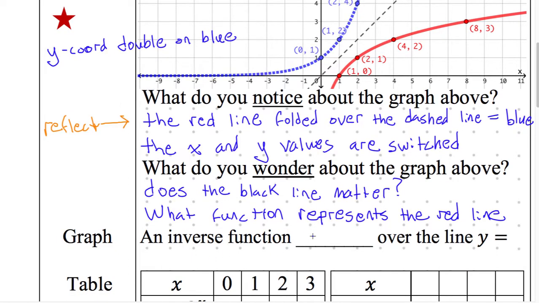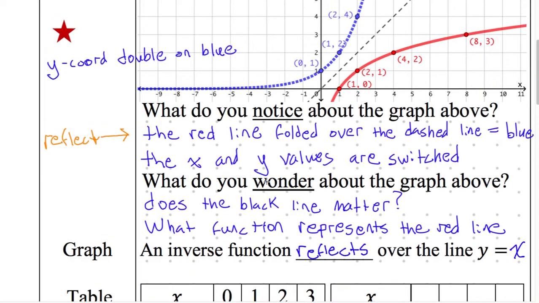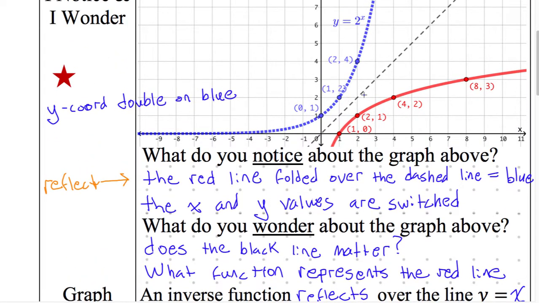So an inverse function reflects over the line. What was that line? It was y equals x. Okay. So, Stego, some more XP. Andrea got the word reflect. Geo, Chris, and that's kind of a cool thing.